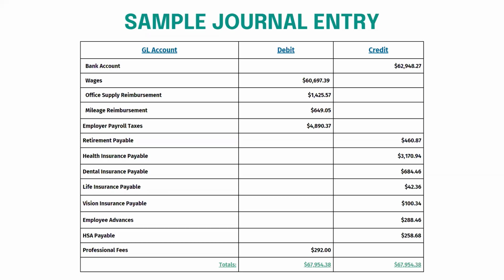So this is definitely a little bit more complicated payroll. Again, most of our clients, you're going to see wages, employer taxes, and professional fees, and that's about it. But as you start adding more deductions and more pay categories and different items within payroll, the journal entry you're posting in your accounting system is going to get more complicated.